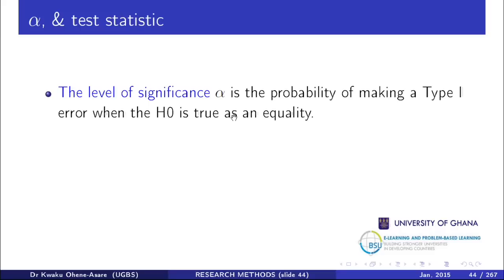Good. So let's start. The level of significance. Now, if you look at the sign for the level of significance, it is what sign? It's alpha. You see? Alpha sign. The level of significance is the probability of making a type 1 error when the null is true as an equality.